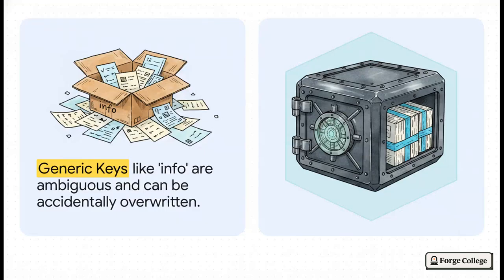Let's look at a real-world example of this. Take a generic key like info versus a namespaced key like integrations.mycontract.v1. If you just use info, a clumsy user interface might accidentally overwrite it simply because it's way too broad. But a namespaced key, that acts like a protective, collision-proof vault for your specific data. It strips away all the ambiguity.